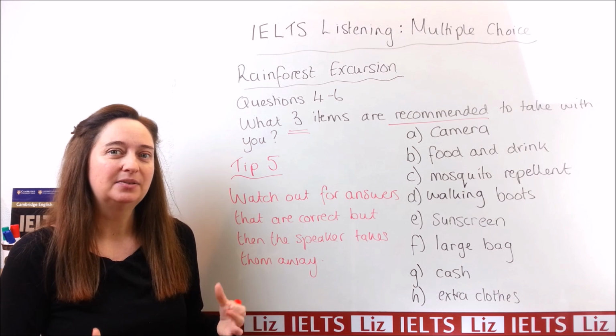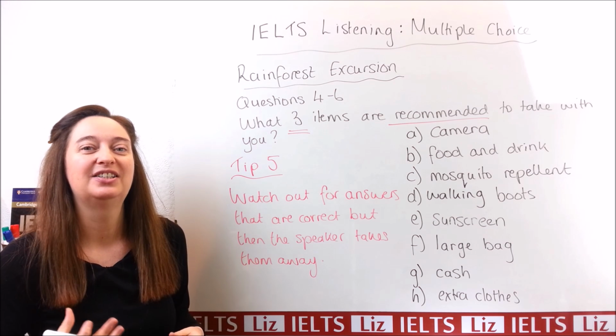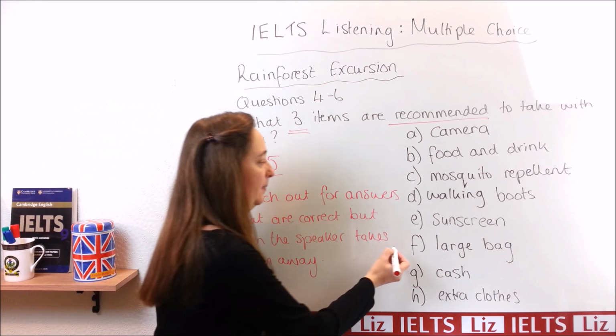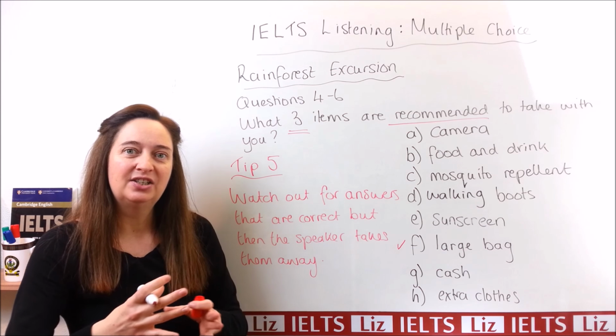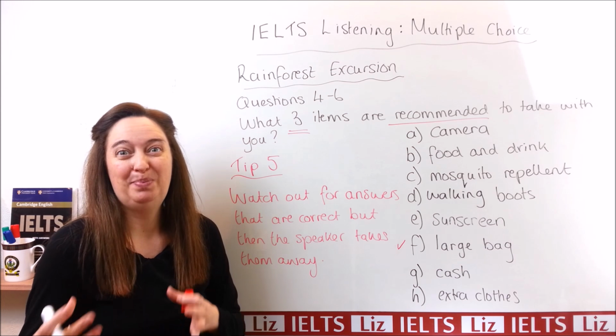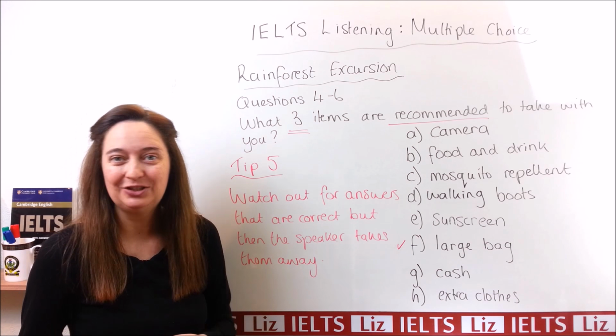So when you're listening and you hear the words, you should take a large bag, you can put a tick, but keep listening. And if the sentence changes and says, but actually you don't need to, put a little cross through. And that way you know that you need to keep listening for more answers. Right, so those are 5 useful tips for your multiple choice.